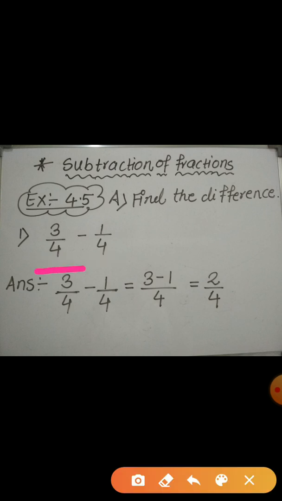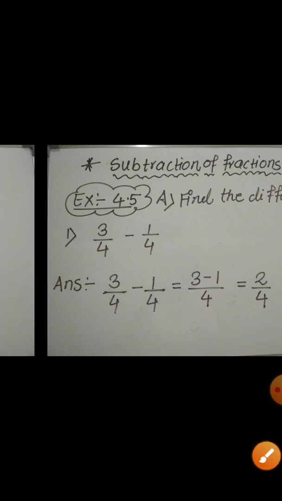Now 3 by 4 and 1 by 4 are like fractions as they have the same denominators. To subtract like fractions, we subtract the numerators and copy the denominator. Hence 3 by 4 minus 1 by 4 is equal to 3 minus 1 upon 4, which is equal to 2 by 4. Hence 2 by 4 is the final answer.